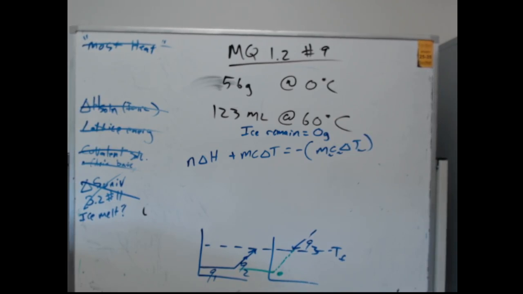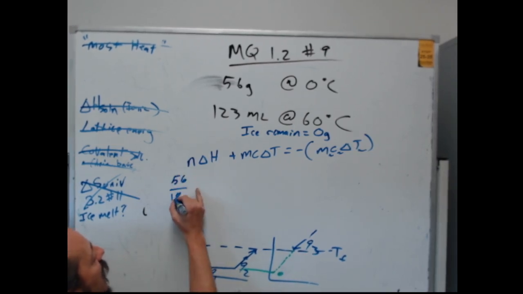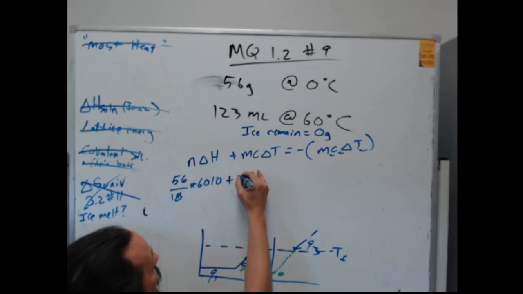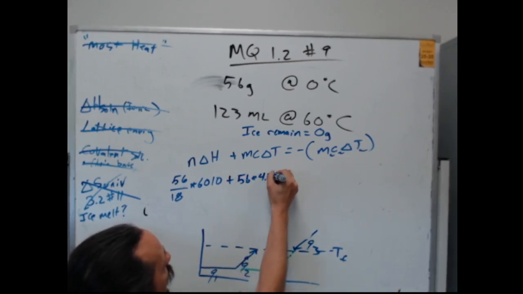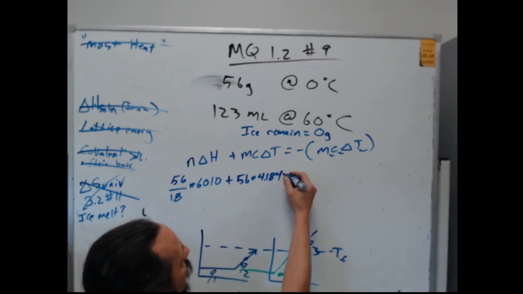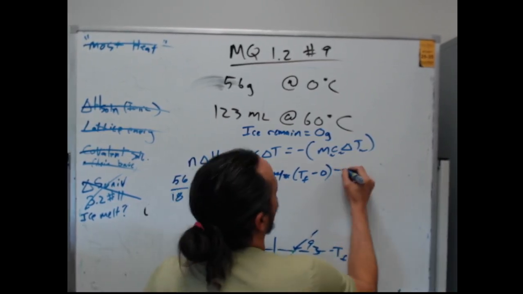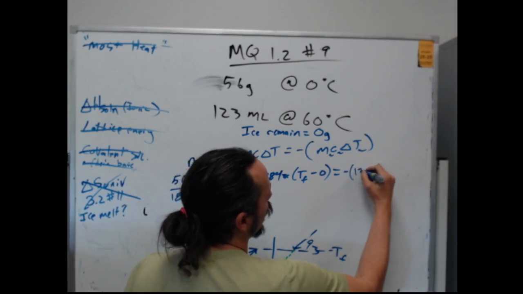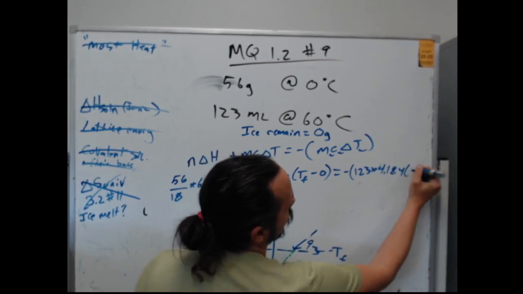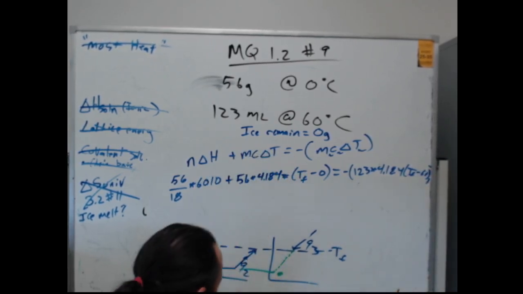I think it's plenty. Now I start plugging in numbers that I know. This is going to be 56 divided by 18 times 6010. I'm converting into joules. My MC delta T is going to be 56 times 4.184. This is the melted ice warming up, so I use the heat capacity of water. The delta T is going to be some T final minus 0. And then I'm going to have my water, which is going to be negative 123 times 4.184 times T final minus 60. Sorry, I'm scrunching at the edge of the board there. Let me fix that a bit.